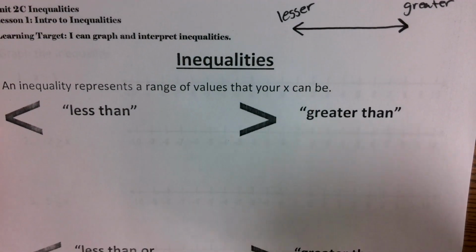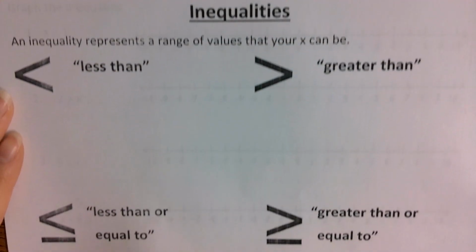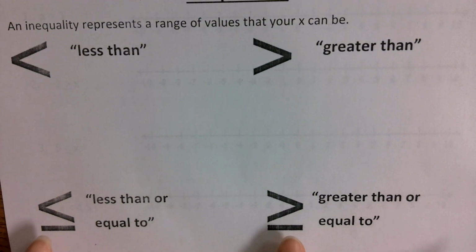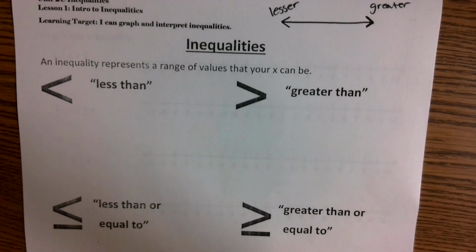The only difference between less than, greater than, and less than or equal to, greater than or equal to is that it has the line underneath it to represent the equal portion. Okay, those are the only differences there.